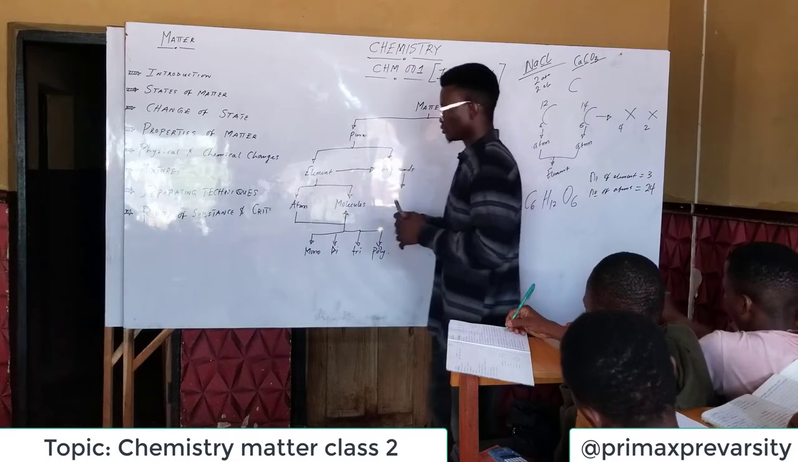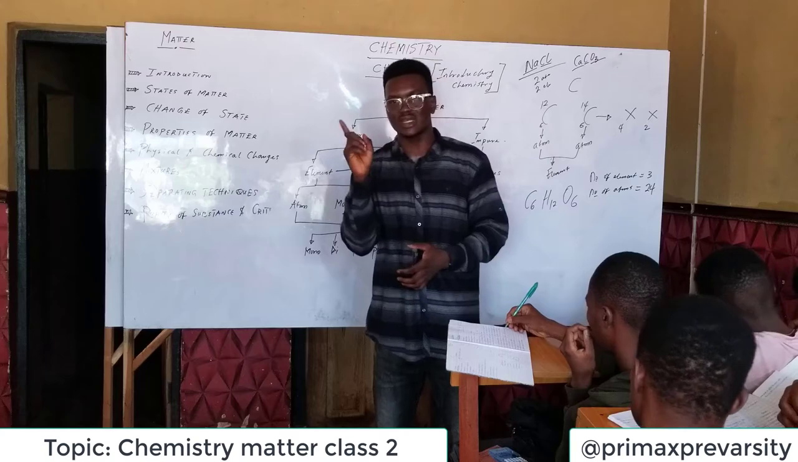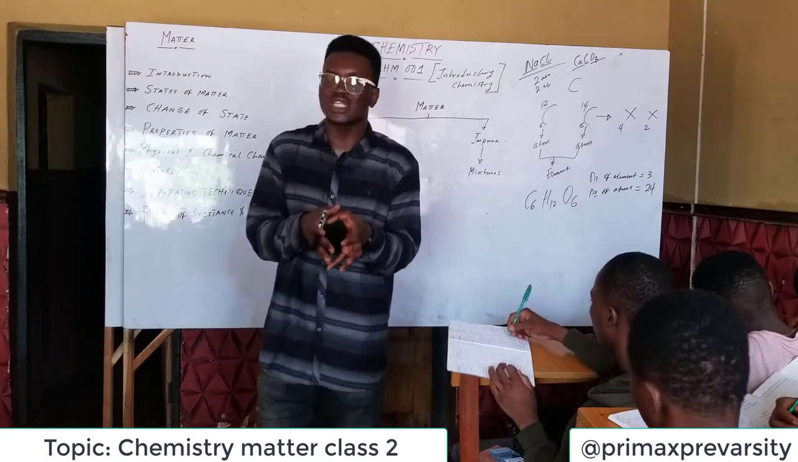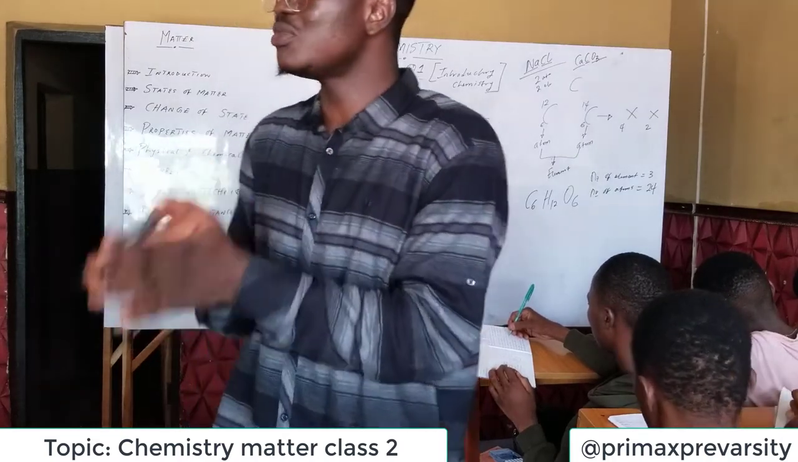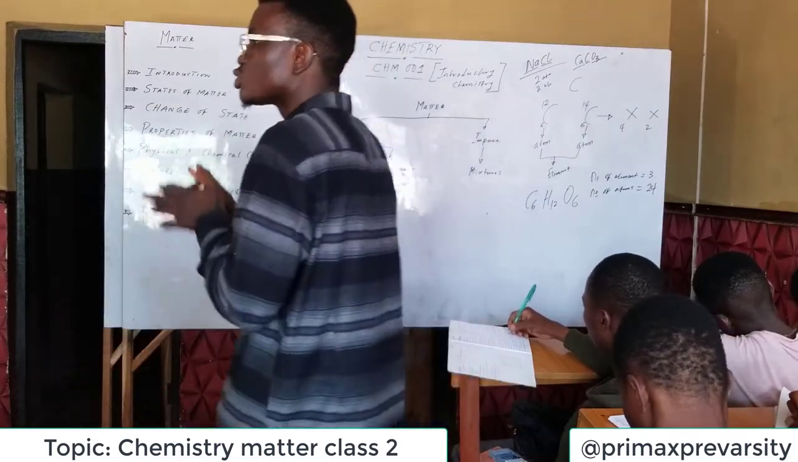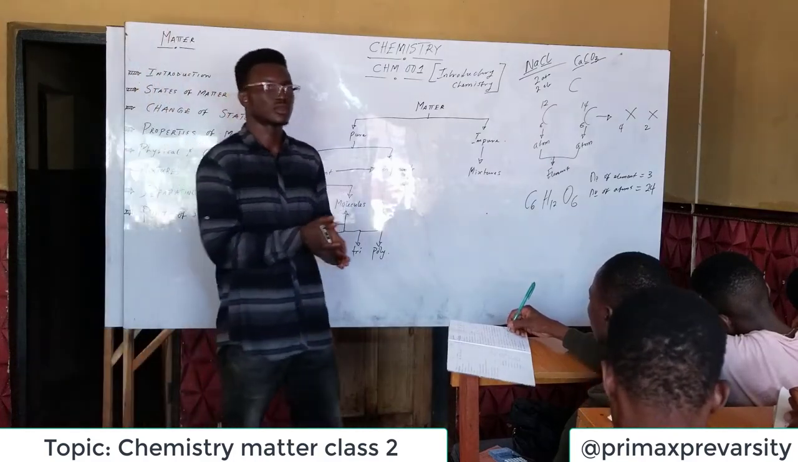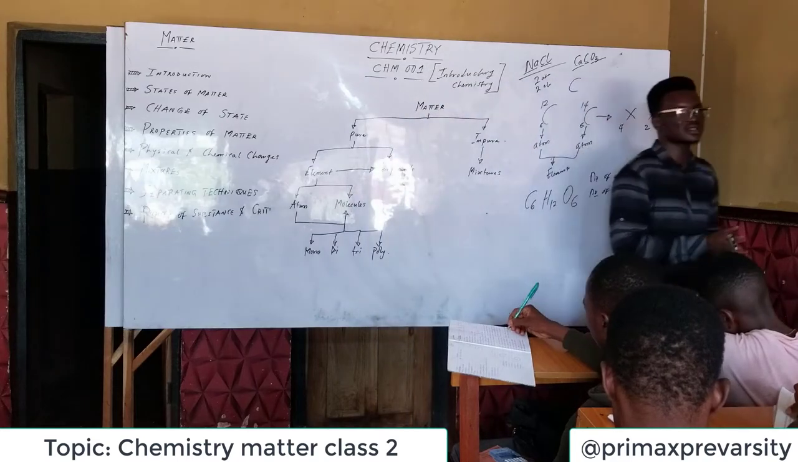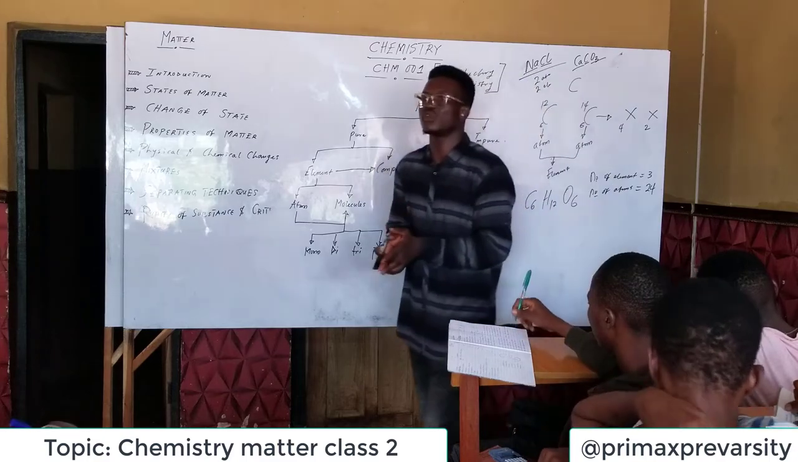Most times your compounds are formed chemically, not physically. So a compound is a substance formed when two or more elements are joined together chemically. That's how you form a compound.